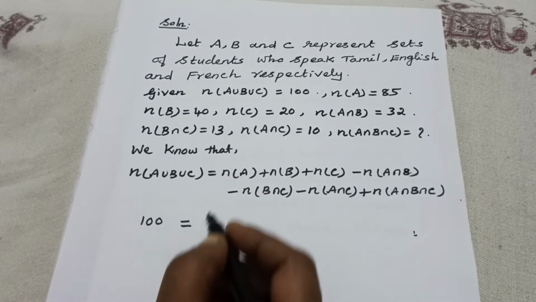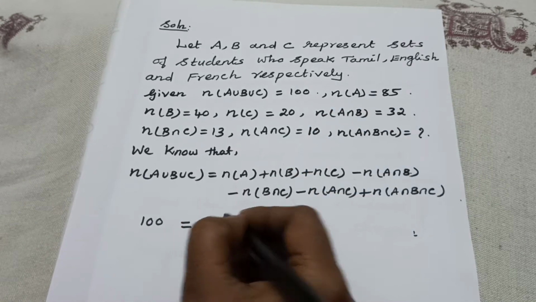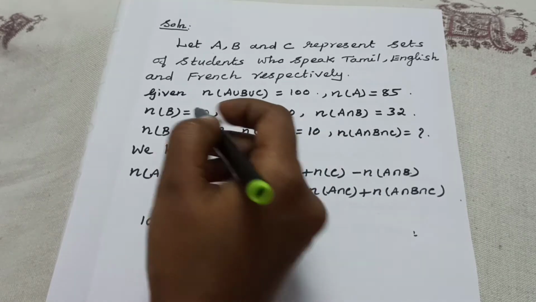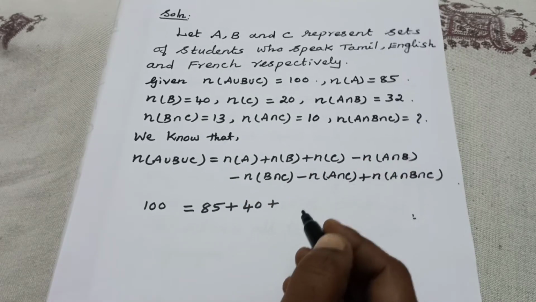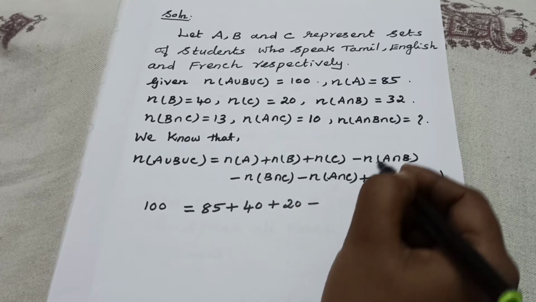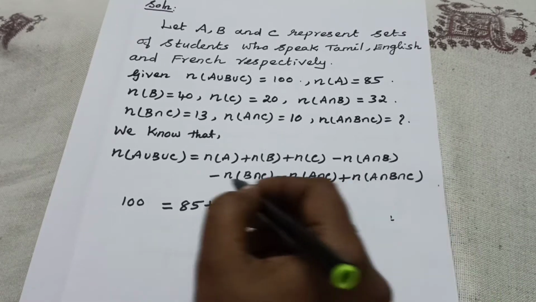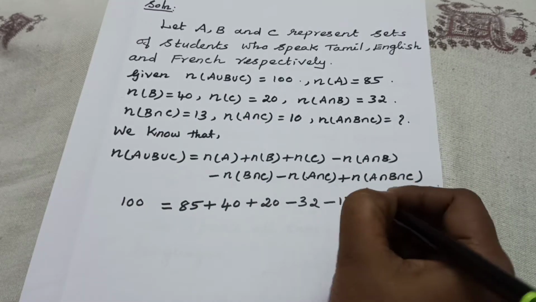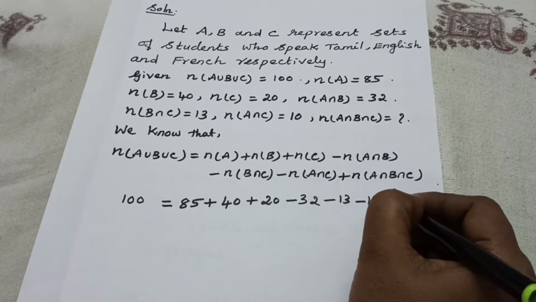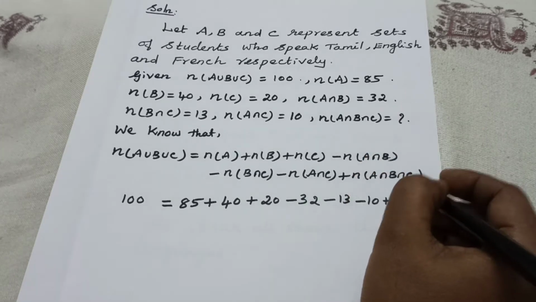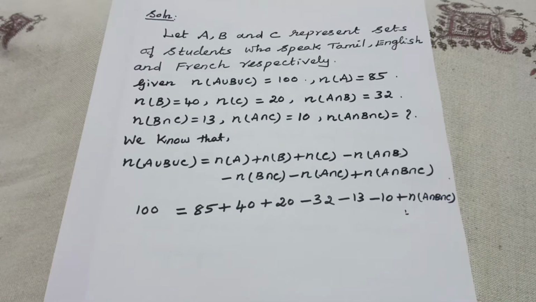Then next, N of A is 85, plus N of B is 40, plus N of C is 20, minus N of A intersection B is 32, minus N of B intersection C is 13, minus N of A intersection C is 10, then plus N of A intersection B intersection C. This value we have to find.